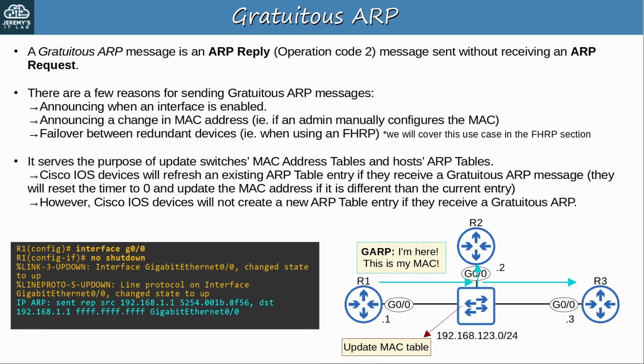The switch will use the source MAC address of the Ethernet header to update its MAC address table, and R2 and R3 will refresh their ARP table entry for 192.168.1.1 if it already exists. If not, they won't create a new entry for 1.1 in their ARP tables until they actually have to communicate with R1.